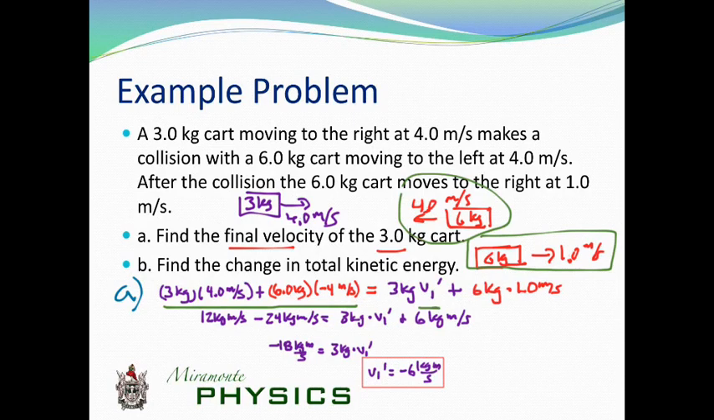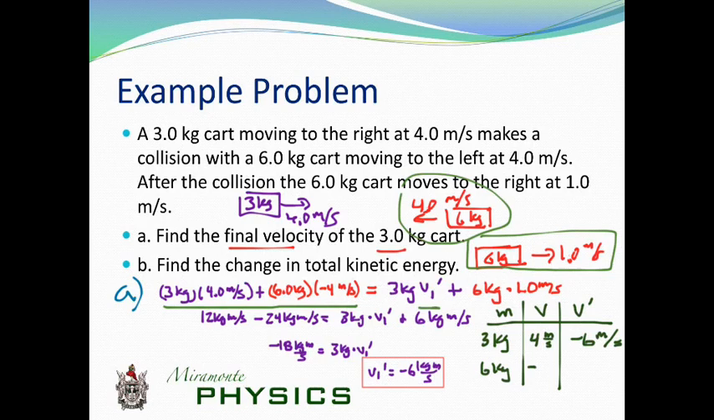Okay, now I'm going to summarize everything that we found on this first page. So I've got my mass, my velocity before, and my velocity after the collision. The 3 kilogram mass starts off at 4 and ends up at negative 6. The 6 kilogram mass starts off at negative 4 and it ends up at 1. Now I'm going to grab all that information because we're going to solve part B.